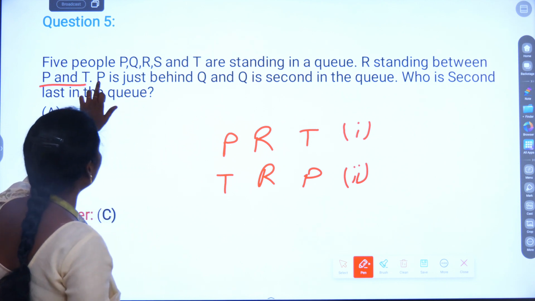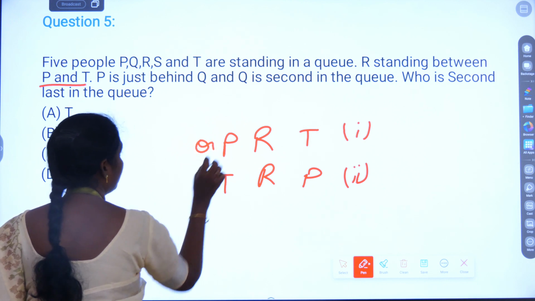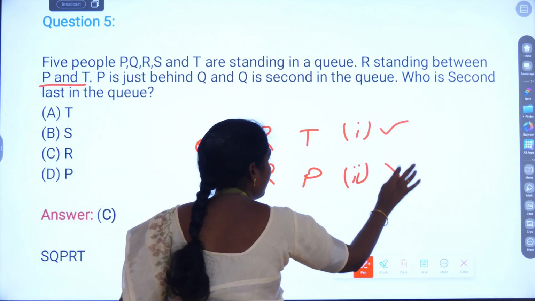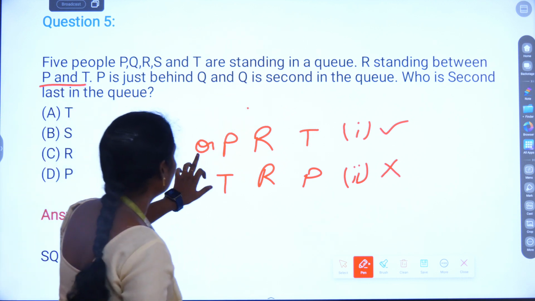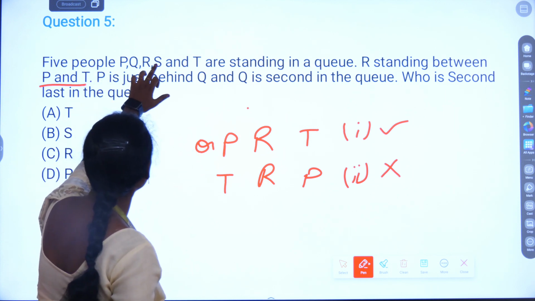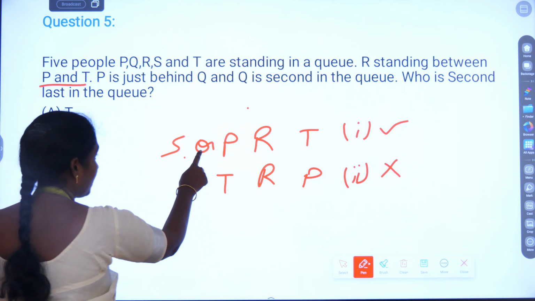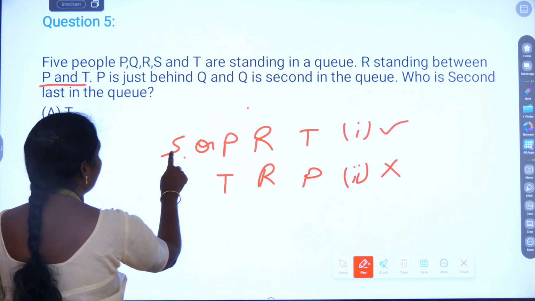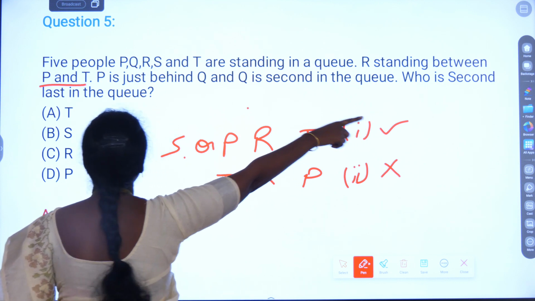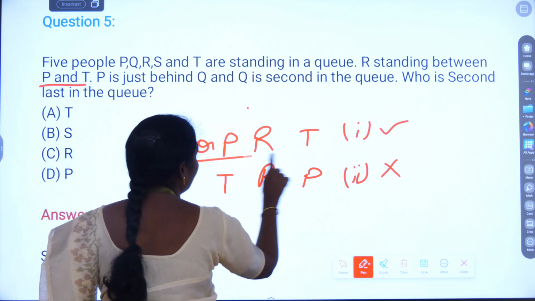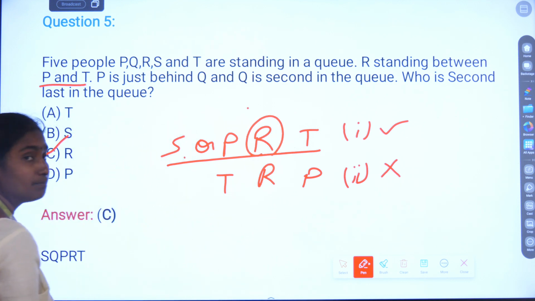Next they are saying that P is just behind Q. Just behind means you have this option. You don't have this one. Next, Q is second. So Q is second means the first person will be S. So now they are asking who is the second last in the queue. This is your queue, so second to last is R. So your answer is C.